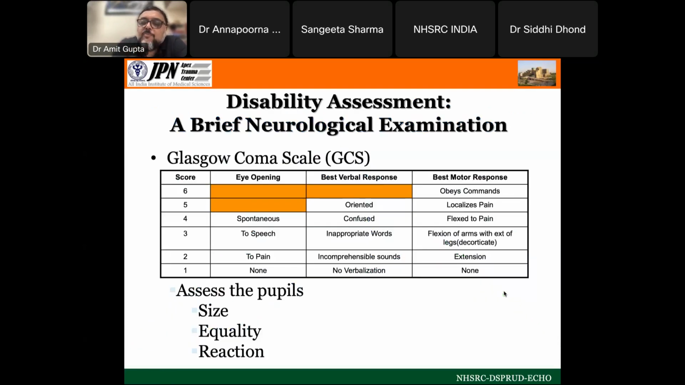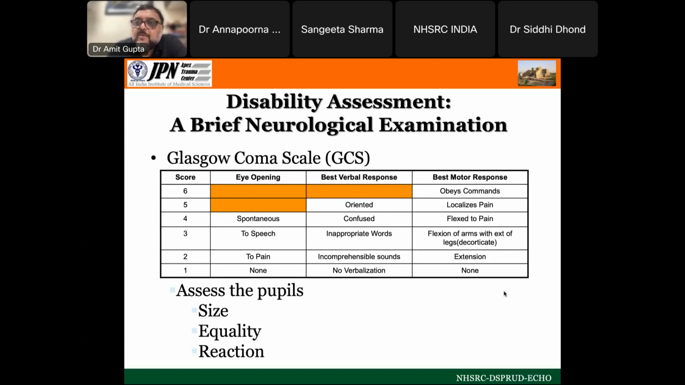After you've managed the C, you start on the brief neurological examination, and that is nothing but calculating the Glasgow Coma Score, which is nothing but a bedside score. We have all read it. EVM: best eye opening, best verbal response, and best motor response. That means if the patient is obeying commands, he is M6, or he is GCS 15, right? Also assess the pupils frequently.